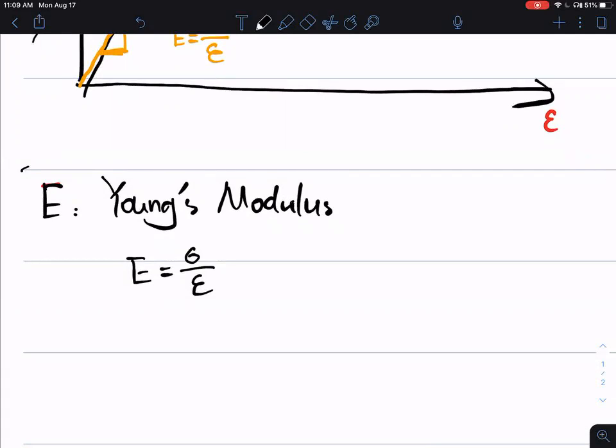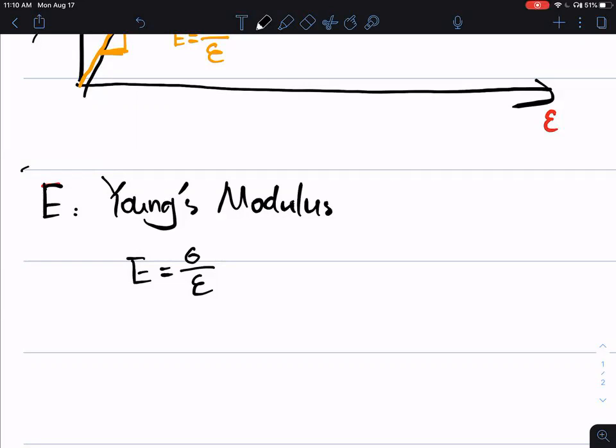Okay, so that's how you find Young's modulus. Go to the linear region, find the slope, use sigma divided by epsilon, and you find Young's modulus. Young's modulus is a mechanical property of a given material, and the reason I said that is it comes from Hooke's law. Do you guys remember Hooke's law? What is Hooke's law?